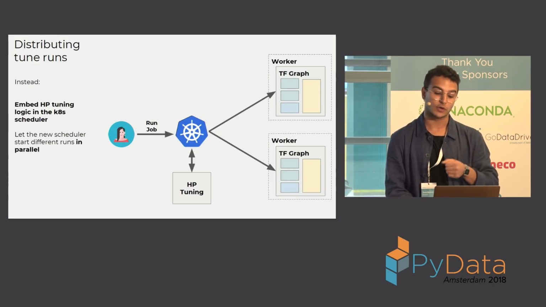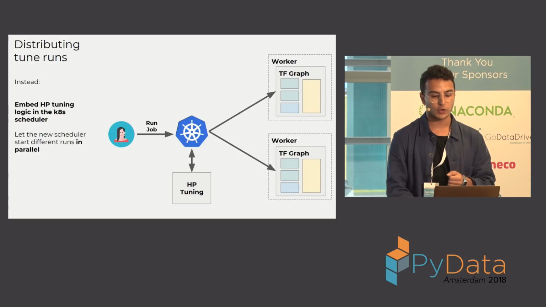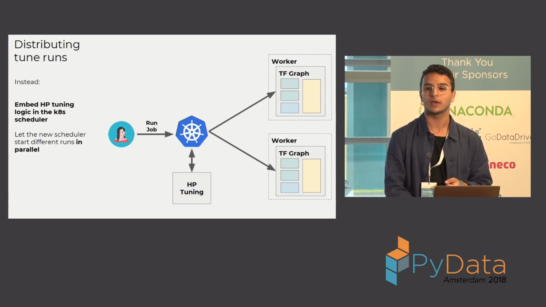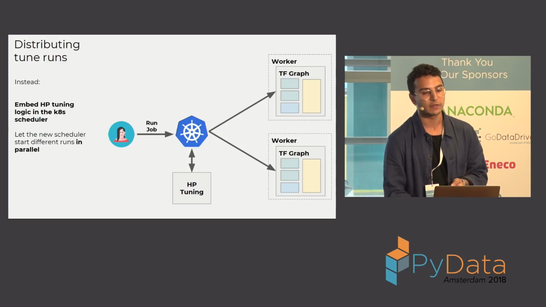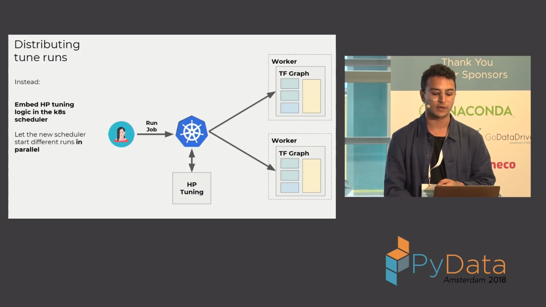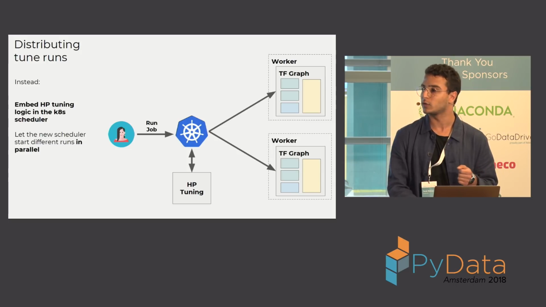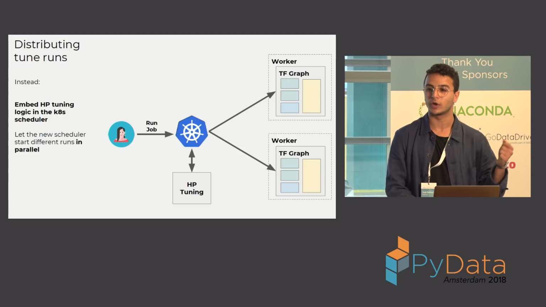So we embedded, or actually it's still work in progress, so we're now embedding the hyperparameter tuning logic within the Kubernetes scheduler. So how that is done, Kubernetes has an API that everyone can use, and the scheduler has an API. So you can write your own scheduler in 10 lines of bash. And it also has a really nice Python client that you can use. So given the tuning logic that we had, and given this Python client, we managed also to write a scheduler that can know where and when to run the next tune run on a separate machine.